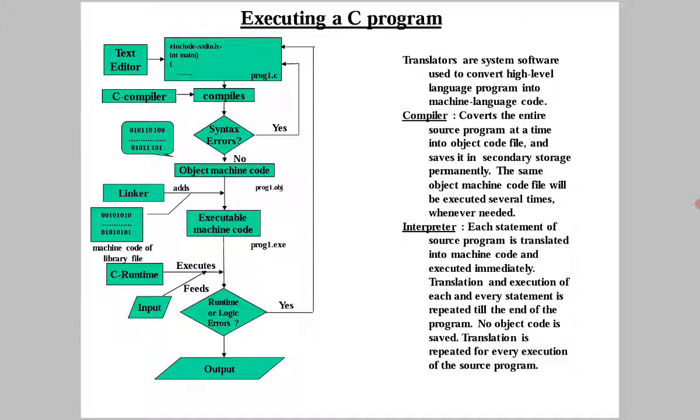After that, you have to execute the machine code or execute the program. So first you write the program and save it. After that, compile the program. After successful compilation, you execute or run the program. And after that, there may be runtime or logic errors. After running the program, if there are any logical errors or logic problems, you have to recompile and repeat all the above steps. If there are no logical errors, the output will be produced.